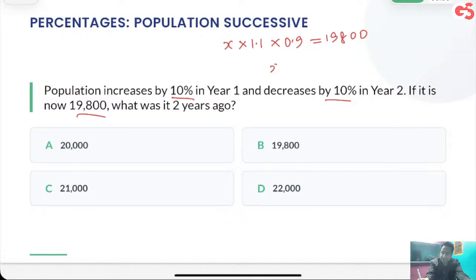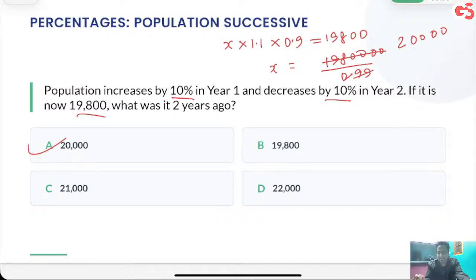So let's solve this. X will be equal to 19,800 whole upon 0.99. The point goes away. So 99 twos are 198, so 200. 20,000 is the answer. That's what we get.